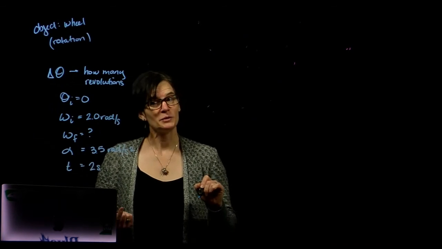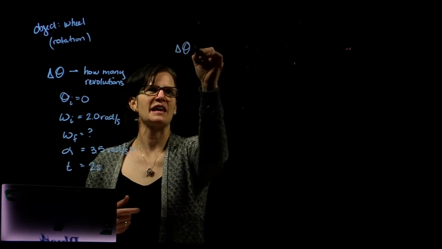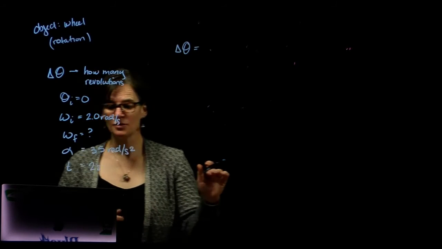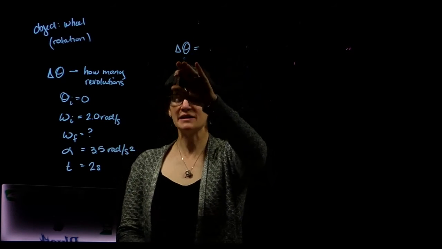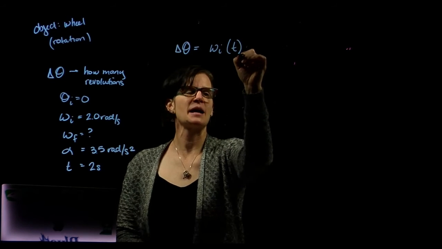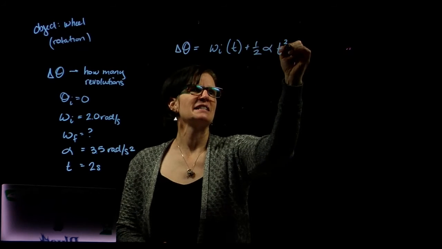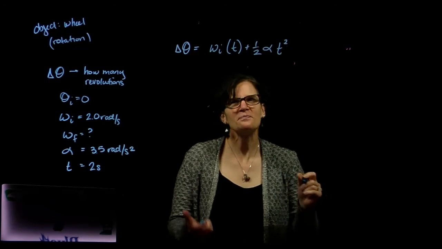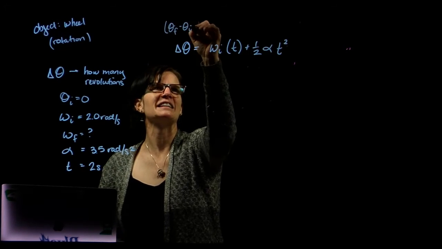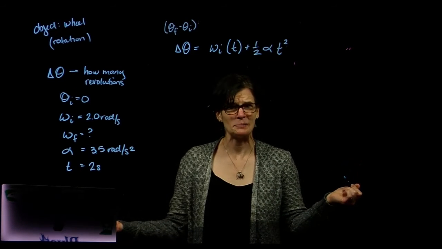Okay, so how many revolutions does the wheel make? What is our change in theta? Well, we want to remember that these are just like our kinematics equations. So our delta theta is equal to our initial angular speed times time plus 1/2 our angular acceleration times time squared. So if we think about this delta being theta final minus theta initial, we've talked about that as well. All right, so now it's just a matter of kind of plug and chug here.